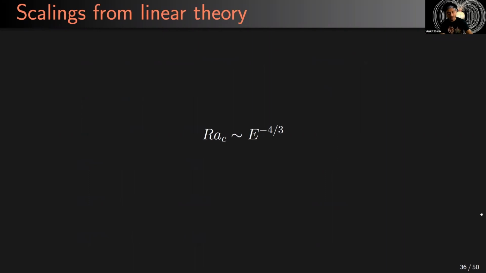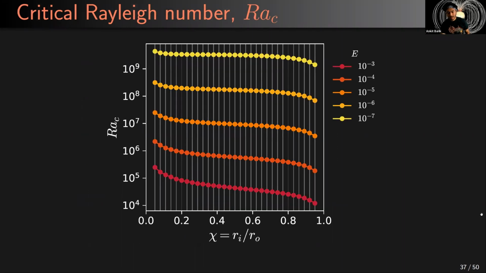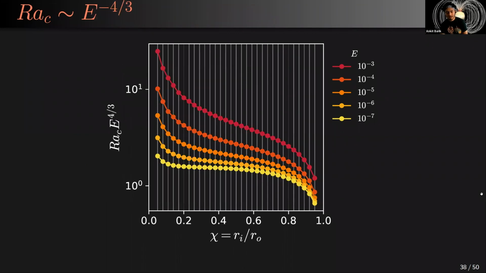Now we move on to the critical Rayleigh number. The critical Rayleigh number has these S-shaped curves, where they constantly decrease as you make the shell thinner and thinner. And once you compensate with the Ekman to the minus 4/3 scaling, they collapse much better for thinner shells than for thicker shells.